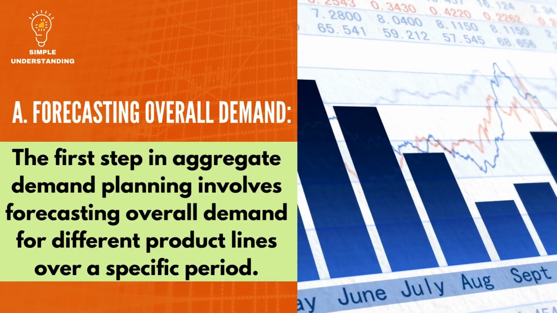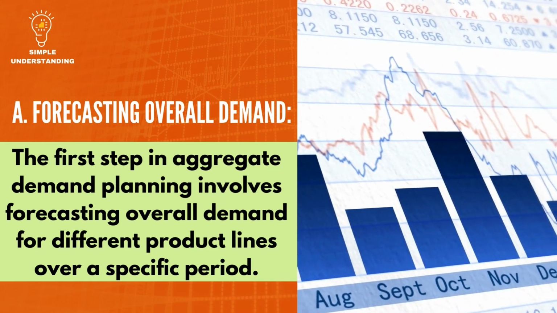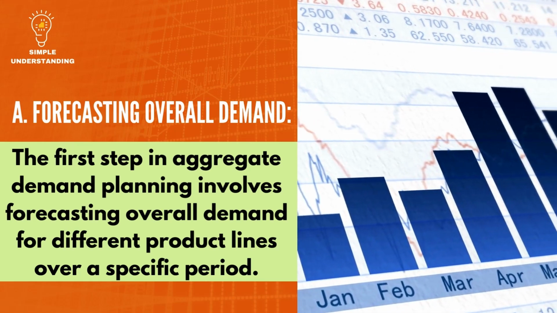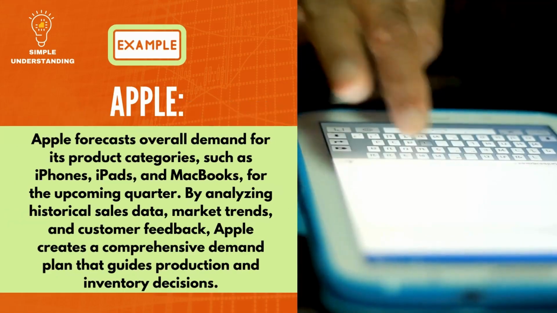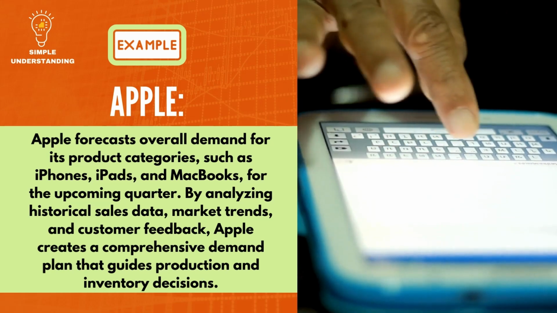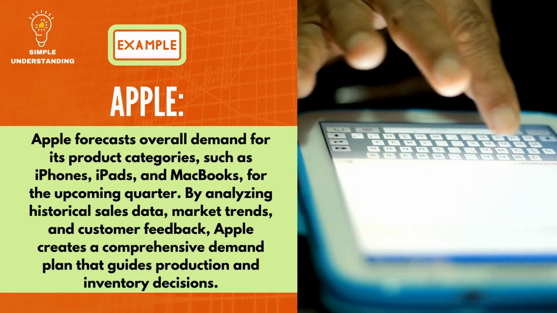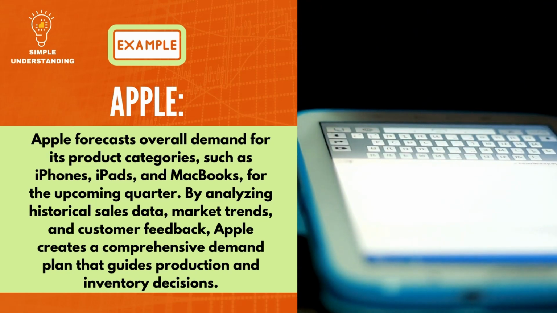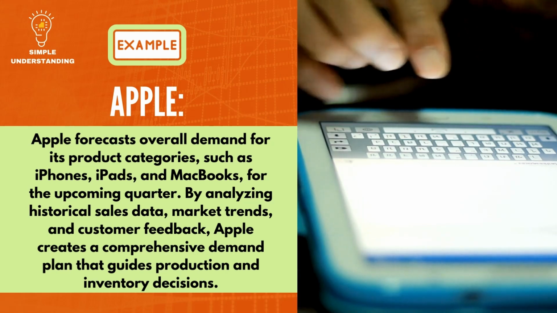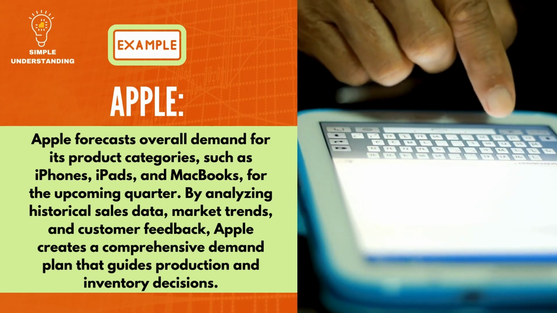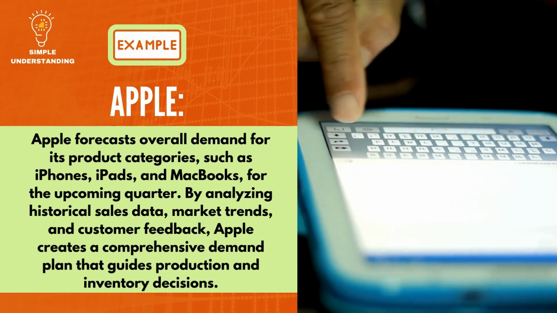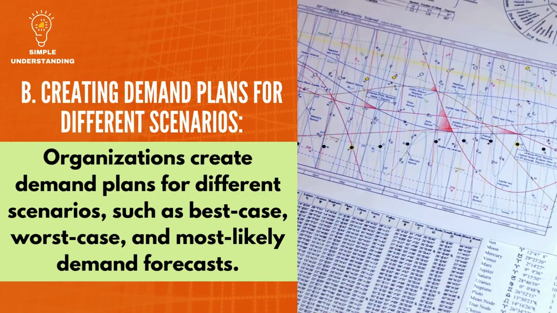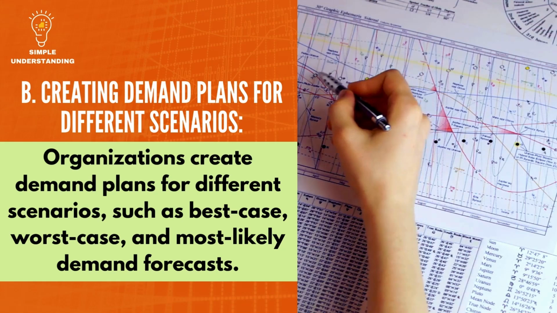A. Forecasting overall demand. The first step in aggregate demand planning involves forecasting overall demand for different product lines over a specific period. Example: Apple. Apple forecasts overall demand for its product categories, such as iPhones, iPads, and MacBooks, for the upcoming quarter. By analyzing historical sales data, market trends, and customer feedback, Apple creates a comprehensive demand plan that guides production and inventory decisions. B. Creating demand plans for different scenarios.